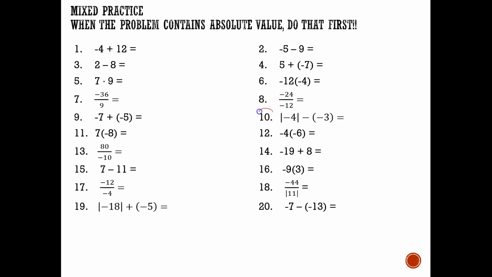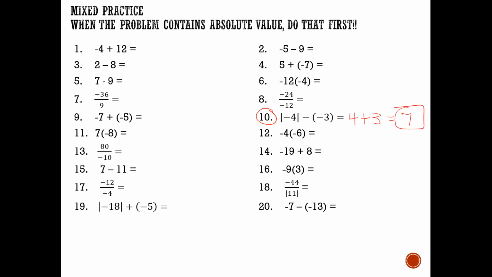Let's look at number 10 here. If I were going to work number 10, since the negative 4 has the vertical bars, I want to take its absolute value. And remember, absolute value is always a positive number. So that's positive 4. Then I've got the subtraction. I'm going to do the leave, change, change. So I'm going to change that to addition and change that to positive 3. Then I'm going to actually do the operation. And so the correct answer is 7 there.